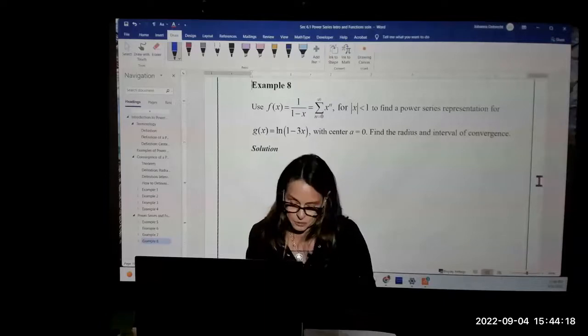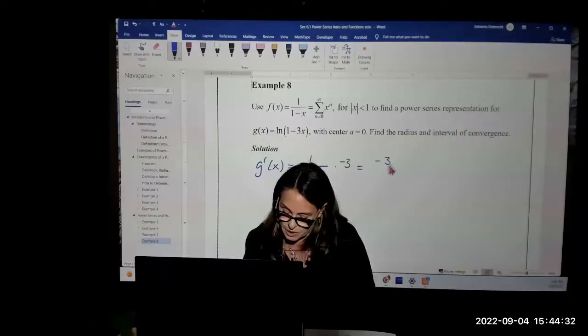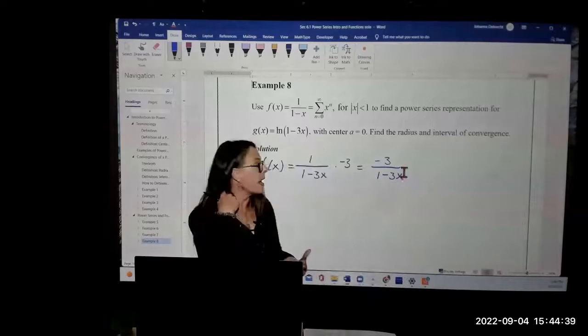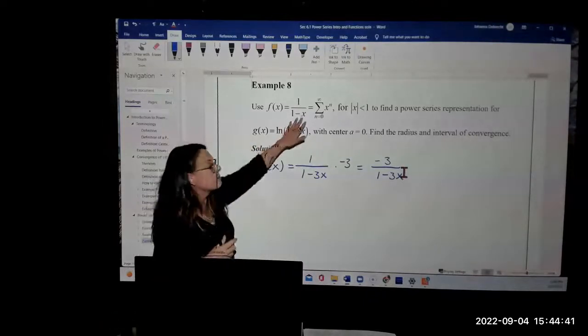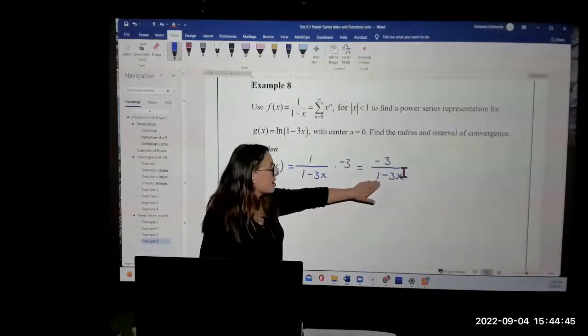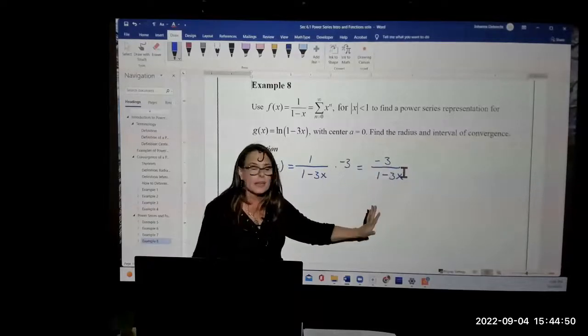So what I want to do then is I'm going to start with g prime of x, which is going to be 1 over 1 minus 3x times a negative 3, which basically gives me negative 3 over 1 minus 3x. Now, how can I make this into the format that matches f of x? Well, I could pull the negative 3 out to the front. I've got the 1 in the denominator and I've got a minus. I don't want to mess those up.